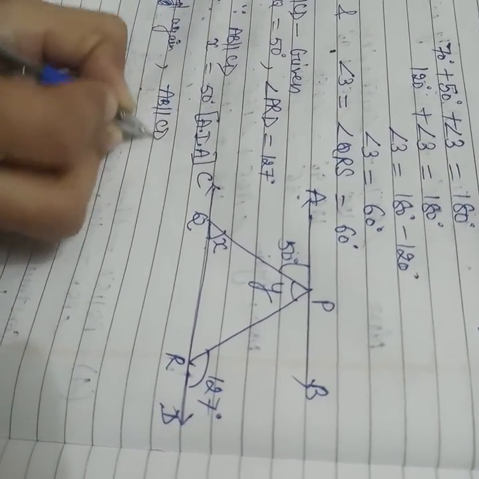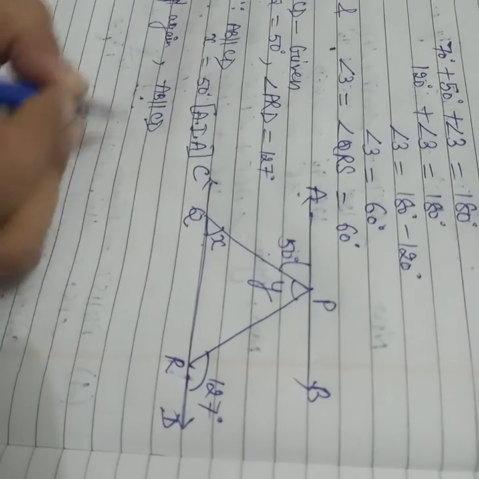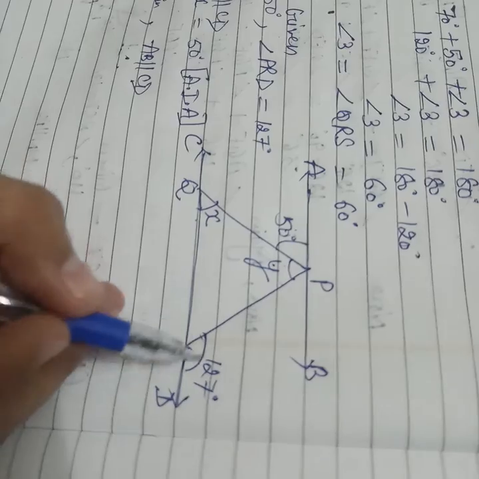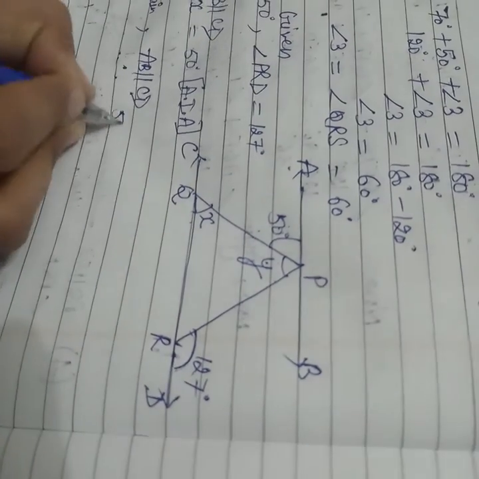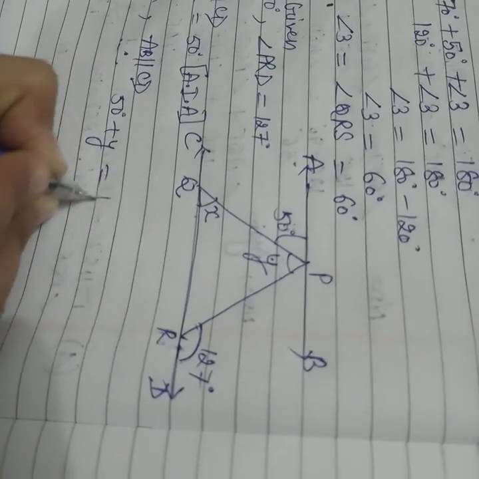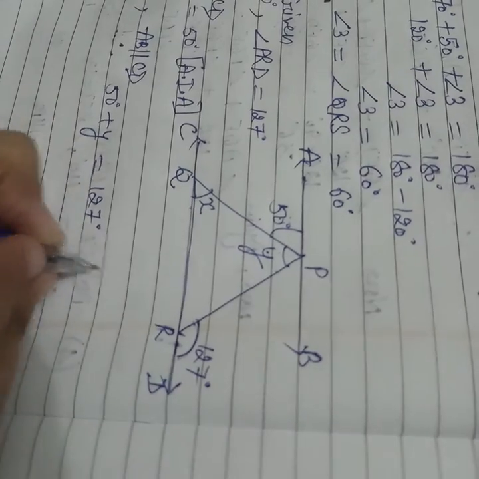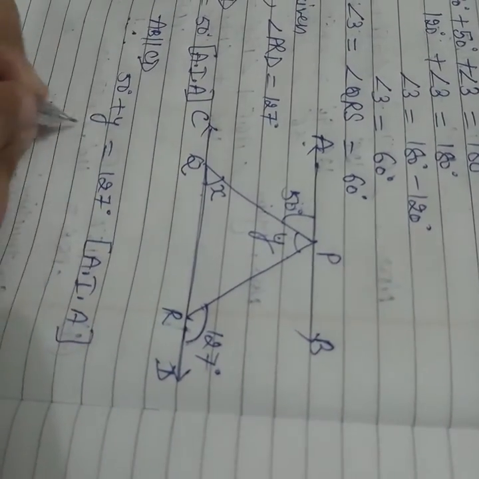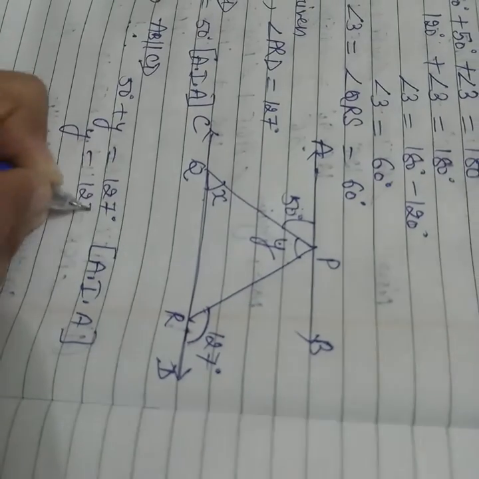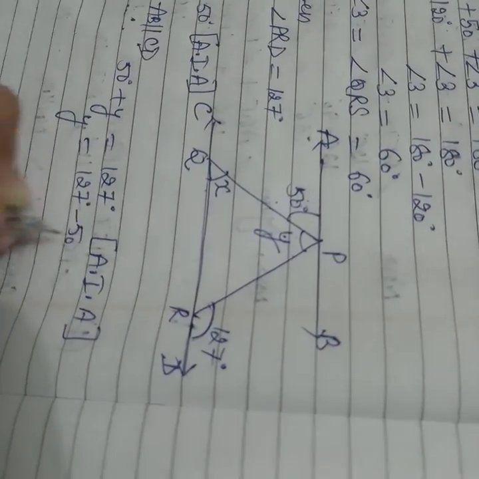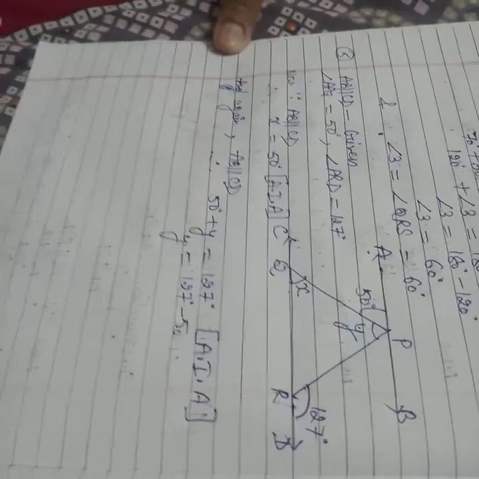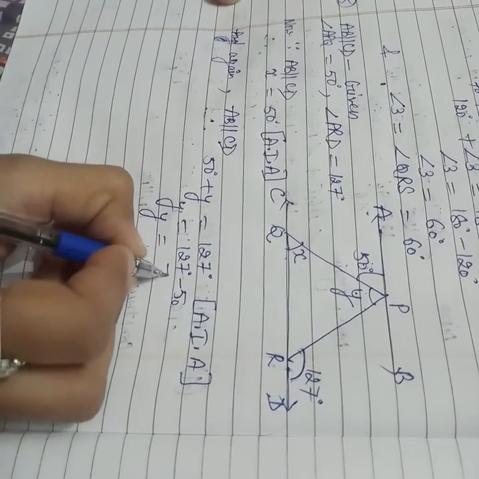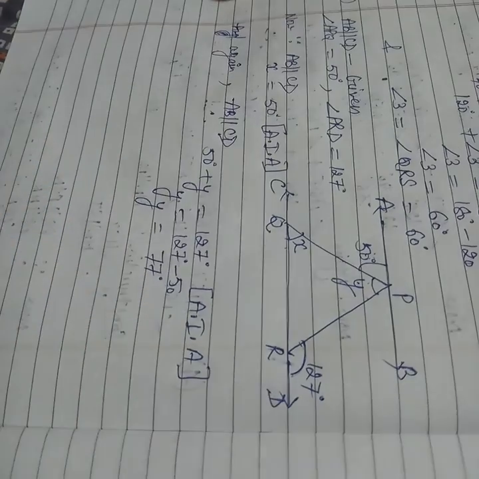AB is parallel to CD, therefore angle 50 plus Y, this total angle, equals 127. 50 plus Y equals 127. These are again alternate interior angles. Now Y equals 127 minus 50 degrees, which equals 77 degrees.